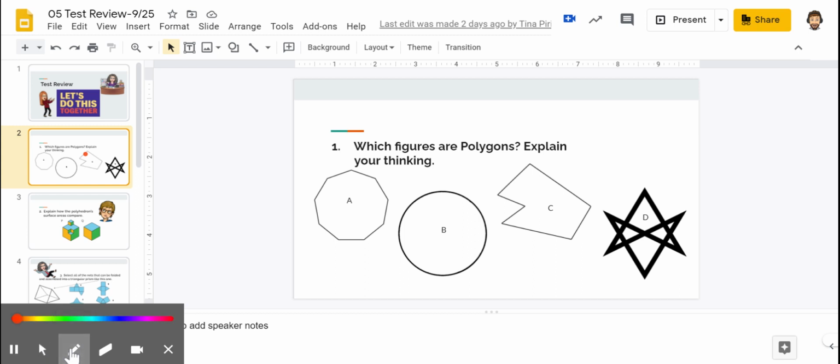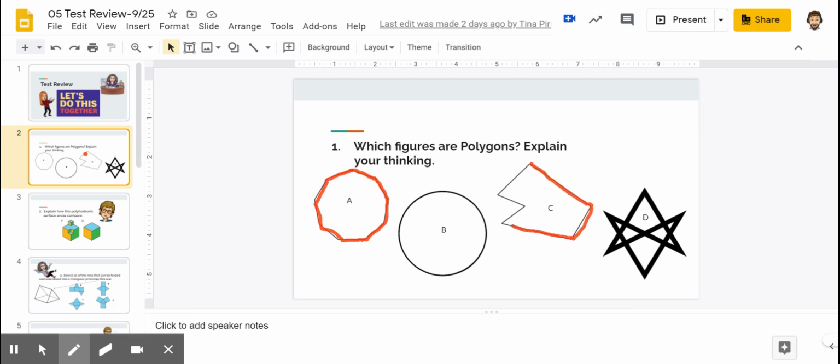All right, for this one, which figures are polygons? A and C are polygons. A and C are made of all straight lines. They are closed figures. They start and end at the same point. And if we were to trace each of these figures, we would be able to do so without crossing over any lines that we have already written or traced. And that makes them polygons.